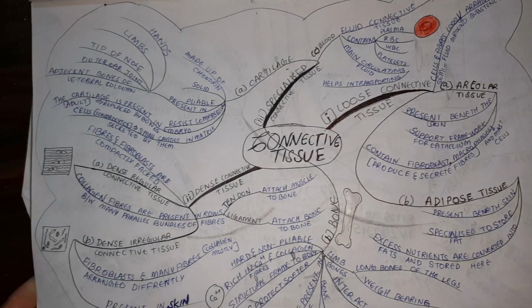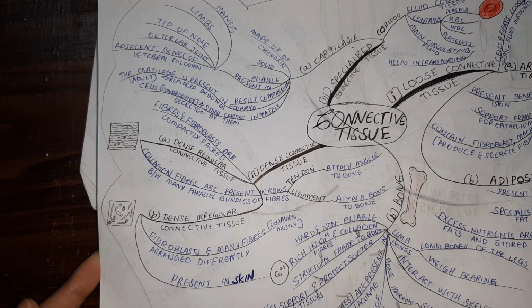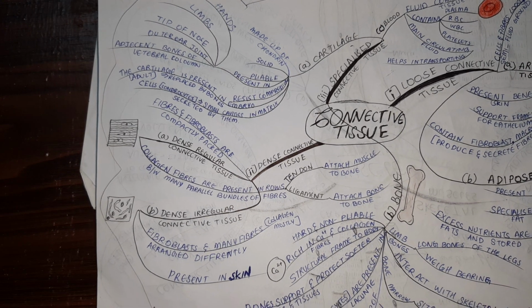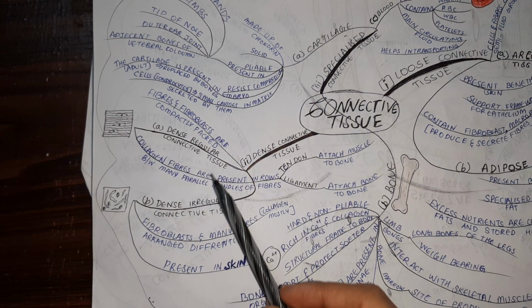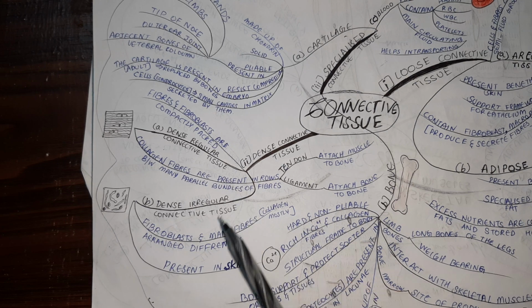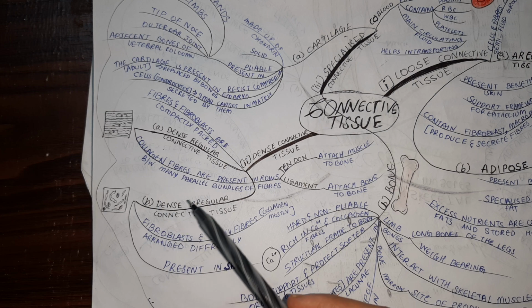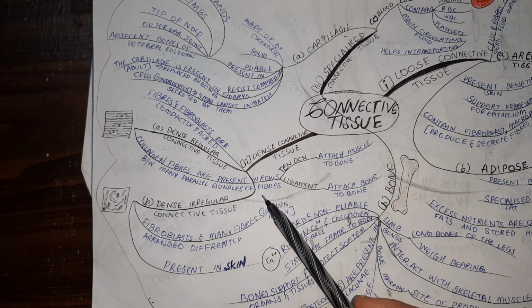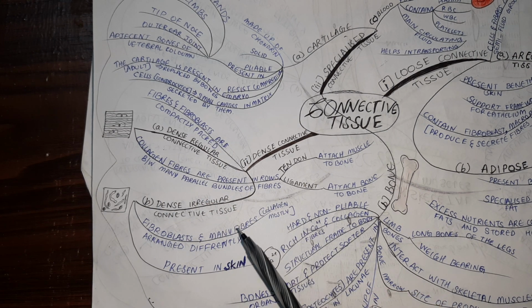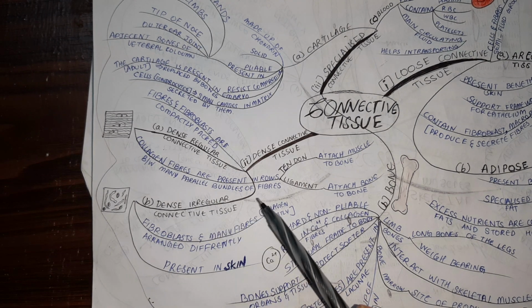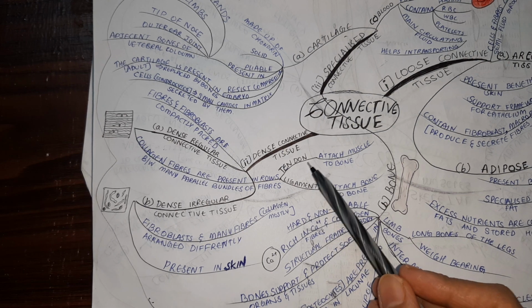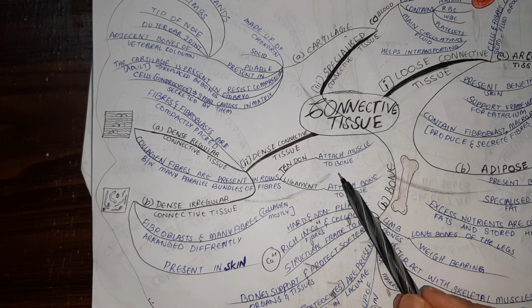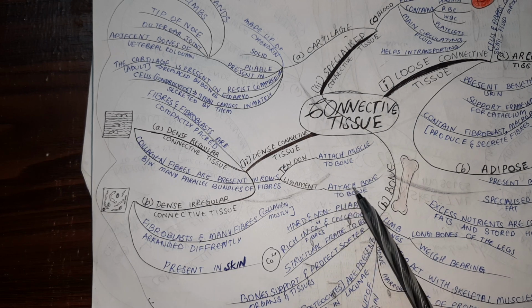Second, we have dense connective tissue, which means fibers and fibroblasts are compactly packed. This dense connective tissue can be dense regular connective tissue or dense irregular connective tissue. Regular connective tissue means collagen fibers are present in rows. They are arranged in specific patterns between many parallel bundles of fibers, such as in the form of tendons and ligaments. Tendons attach muscle to bone, while ligaments attach bone to bone.